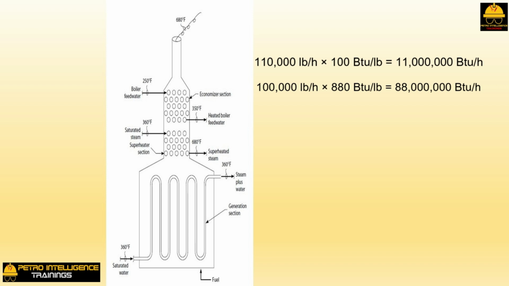As shown in this picture, the saturated steam will be superheated from 360 to 680 degrees Fahrenheit. Alternatively, we may say that the steam superheat will be 320 degrees Fahrenheit. We would then need 160 BTU per pound. Hence, the superheater section heat duty would be 100,000 pound per hour times 160 BTU per pound equals 16 million BTU per hour. The total boiler heat duty would be the sum of the economizer, generation, and superheat sections, or 115 million BTU per hour.